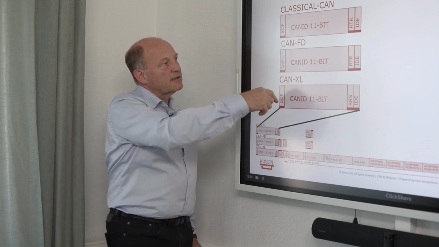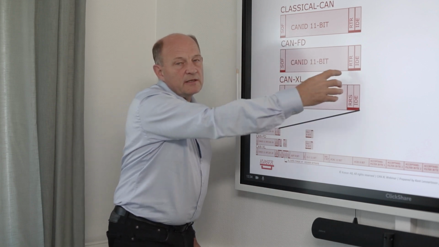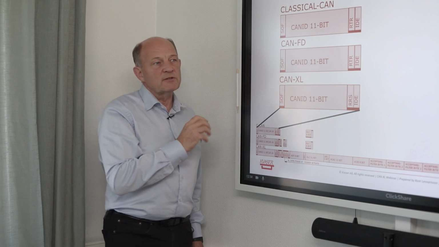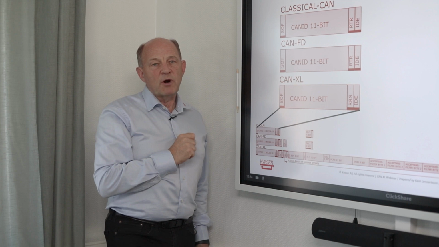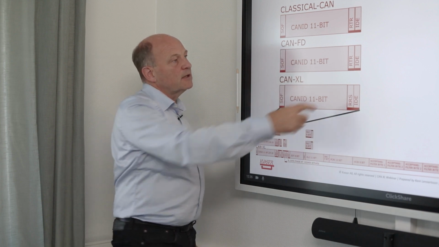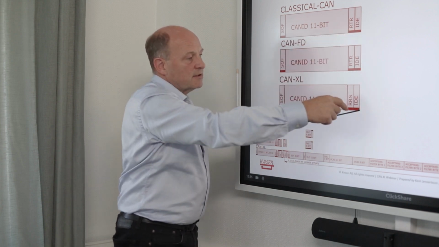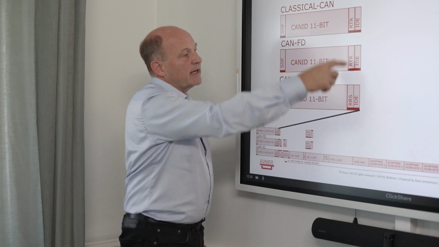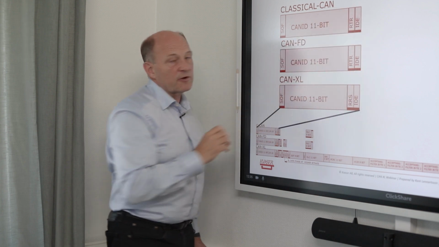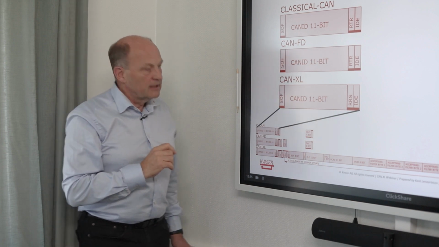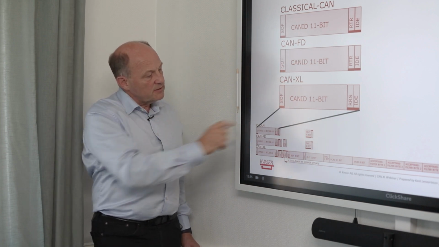You start a frame. You send the 11 arbitration bits to find the priority, and the one with the lowest number in this part wins the arbitration. Then you go to the remote request bit, which is not supported by CAN Excel or CAN FD, and an ID bit. So those first 13 bits are identical. The next step is the versions.